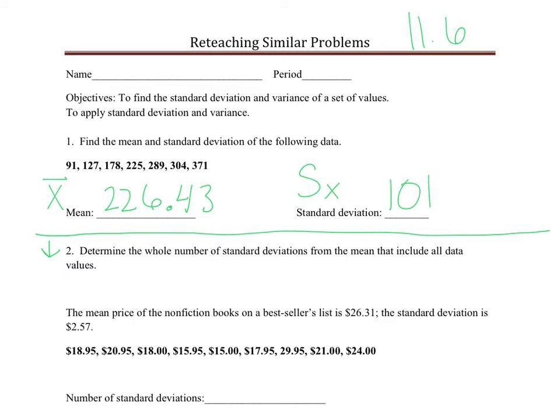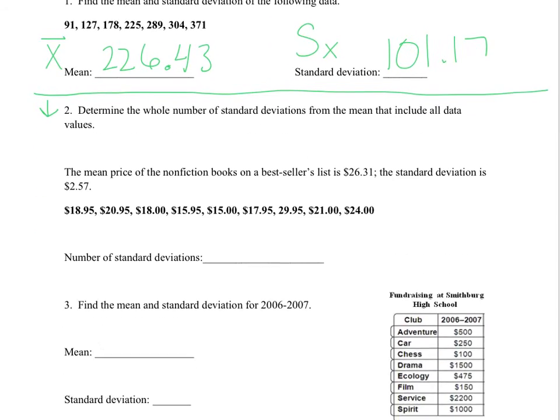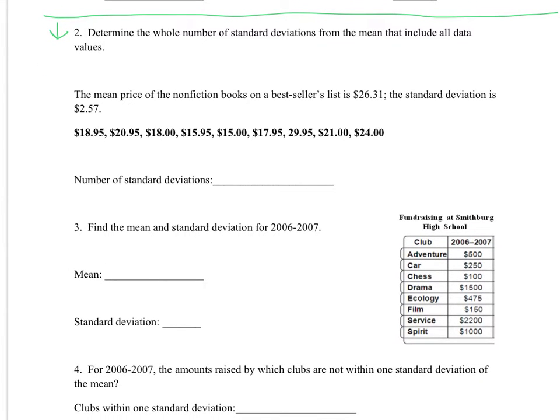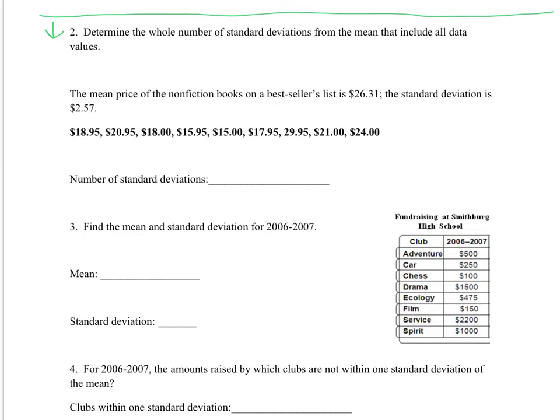So I have 101.17. That's it for my question number 1. That's all I'm asking for. Question number 2 now, different. Now it says, determine the whole number of standard deviations from the mean and include all the data. Here's your information right here. I give it to you because I'm so nice like that.